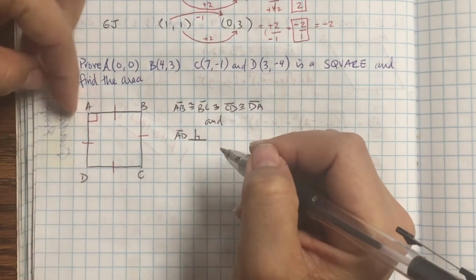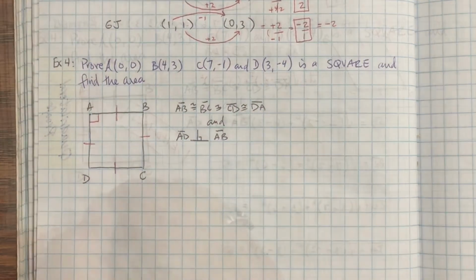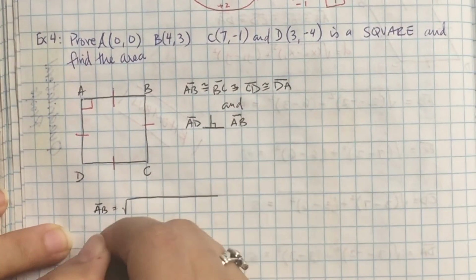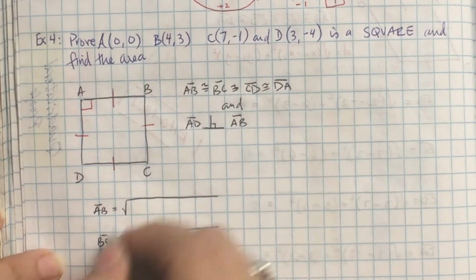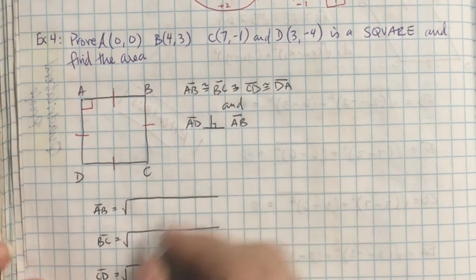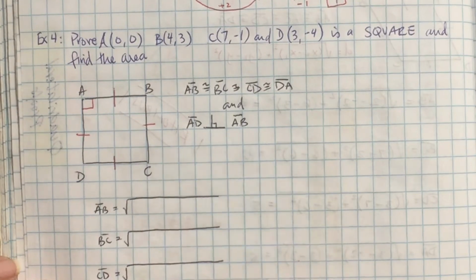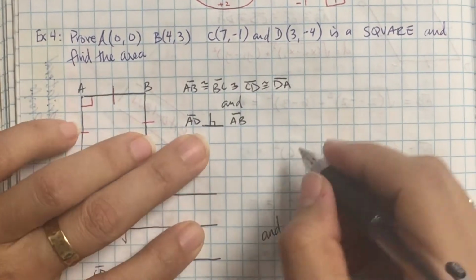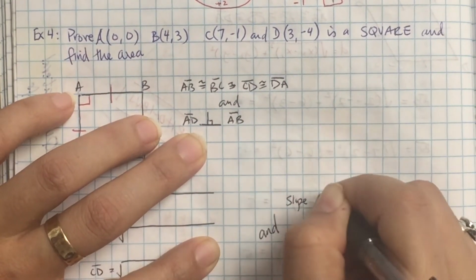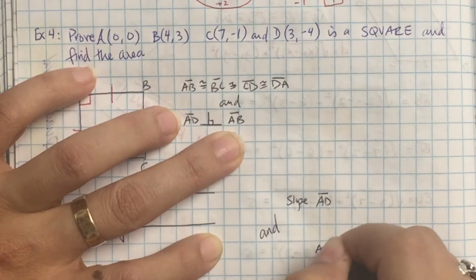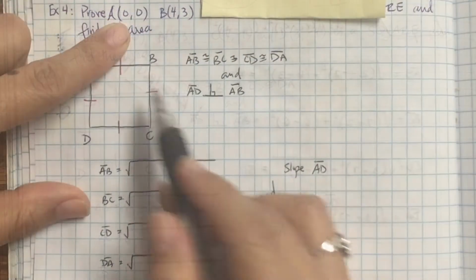It doesn't matter what corner. You could do AB is perpendicular to BC. It doesn't matter. All right, so let's find those distances. So finding AB, BC, CD, and DA. Listening check, underline, find the area. And that AD is perpendicular, so that's slope. So slope of AD and slope of AB.